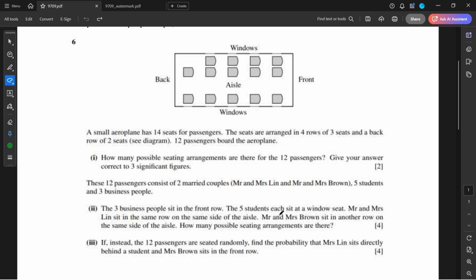The 5 students each sit at a window seat. So now if the first row is already occupied, a lot of students said that now I am having 1, 2, 3, 4, 5, 6, 7. So out of 7, I'll need to arrange 5 students. So most of the students answered this as 7P5, which is going to be incorrect. I'm going to explain it to you just in a while.